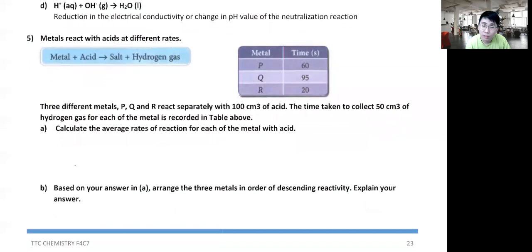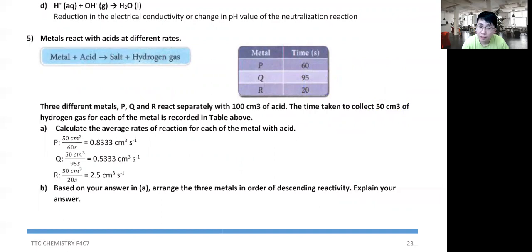Okay, so how do I do it? What's your formula for rate of reaction? If you got volume, take volume. If you got mass, take mass. But because here it's collecting the gas, take the volume of gas over time taken. So 50 divided by 60, 50 divided by 95, 50 divided by 20. Try to do that. You will see the values are provided. Okay, so you can see all this information provided.